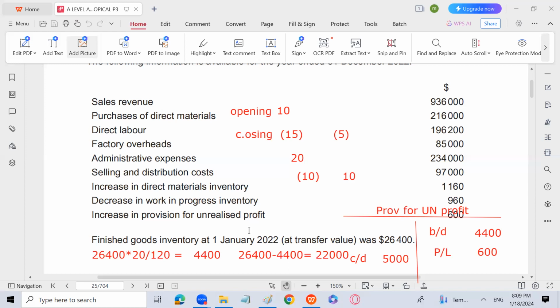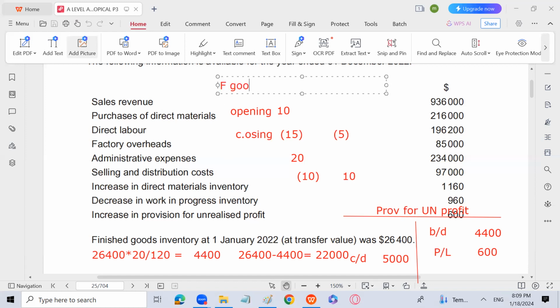Now let's discuss the real thing of this question, which is going to be the difficult part of the question. That was, where is finished goods closing inventory? Because if we don't have finished goods closing inventory, we are not able to prepare the income statement. Finished goods opening and closing won't come in the manufacturing account. They used to come in the income statement.